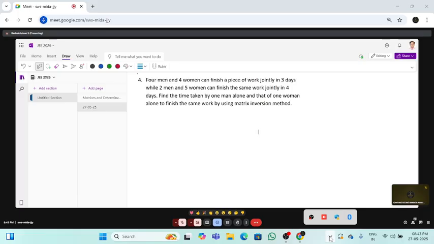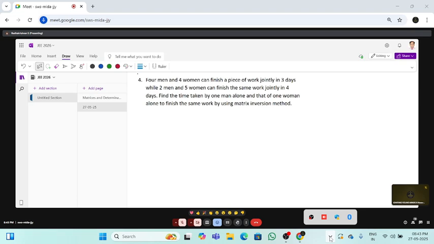Sir, x be the work rate of every person. Man will take work rate 1 by x and woman 1 by y. Then 4 men and 4 women take 3 days. So 3 into 4 by x plus 4 by y is equal to 1. And for 2 men and 5 women take 4 days. So 4 into 2 by x plus 5 by y is equal to 1.